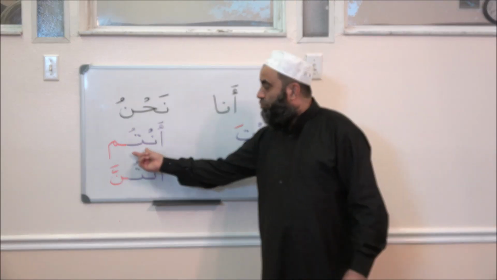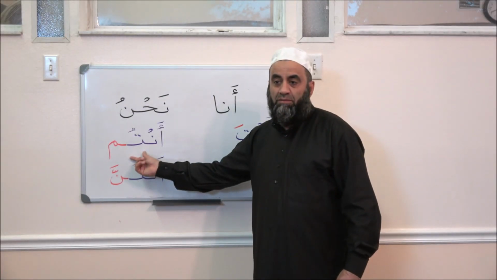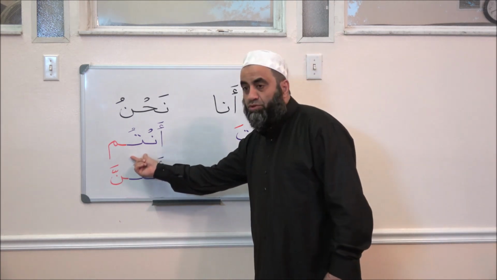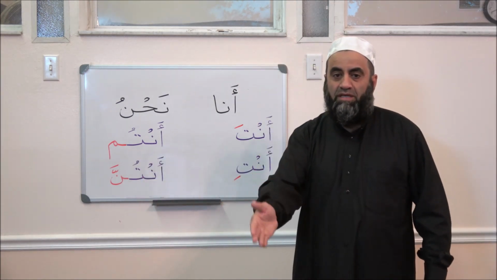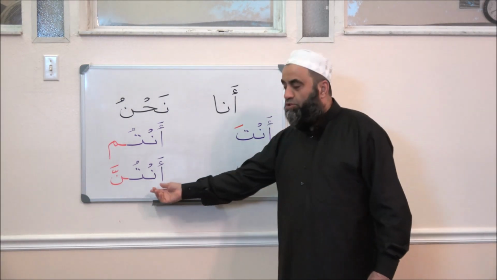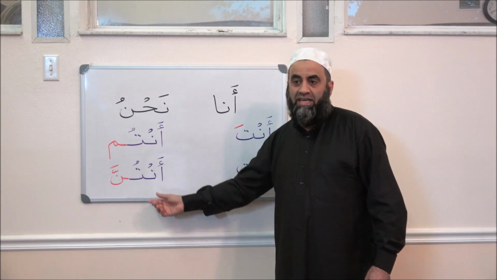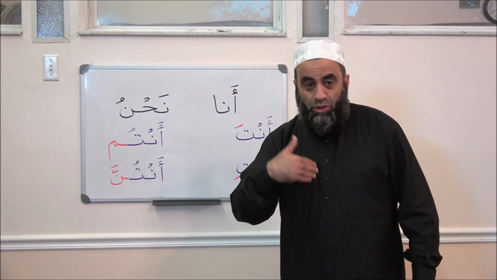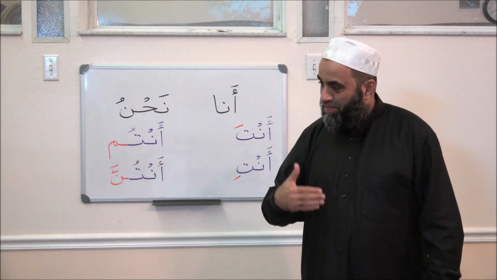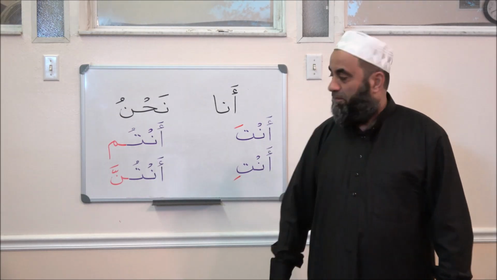If I'm talking to a group of boys, I'm saying Antum. Antum, you are. Antum Muhammad, Ahmad, wa Umar. You are Muhammad, Ahmad, and Umar. I'm talking to a group of girls. I say Antunna. You are Fatima, Khadija, wa Aisha. You are Fatima, Khadija, and Aisha.